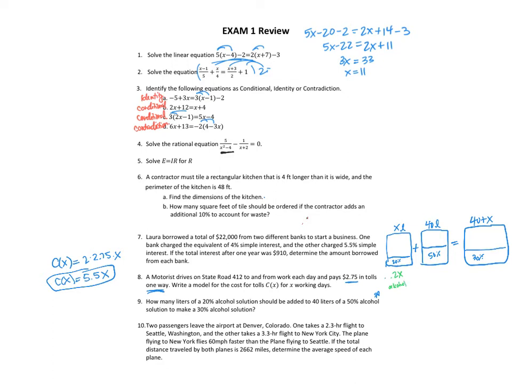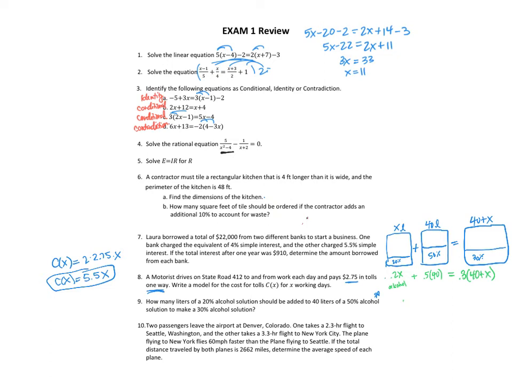And then 50% of 40, that's 20 liters of alcohol. So that's 0.5 times 40, which is 20 liters of alcohol there. And then how much alcohol is here? Well, it's going to be the 30%, so 0.3 times 40 plus X. And so now I have an equation here that I can solve for X.